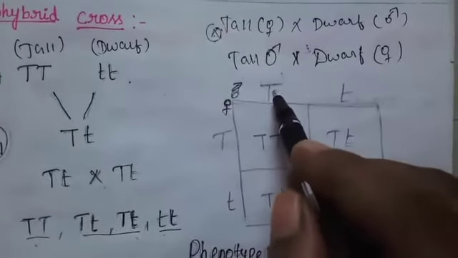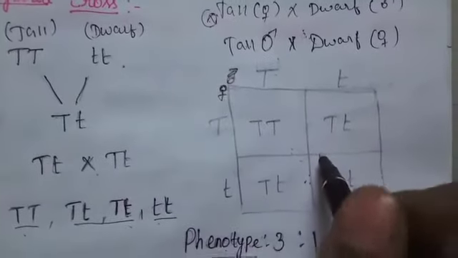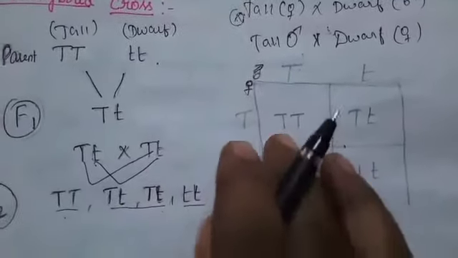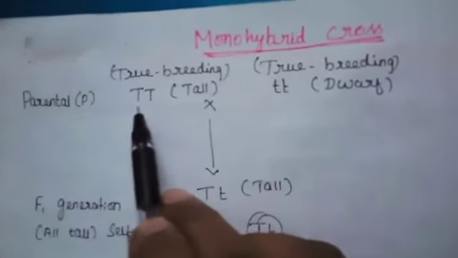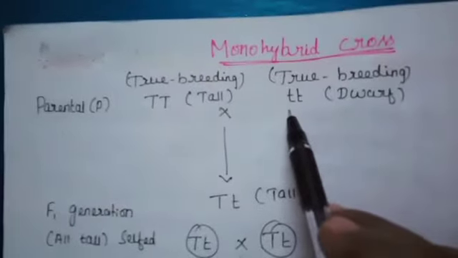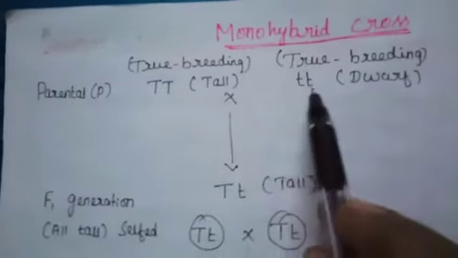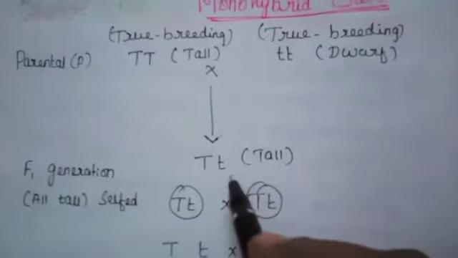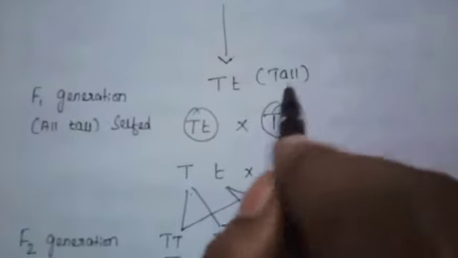The phenotypic and genotypic analysis of the crosses can be shown by the checkerboard method or by the forked-line method. This is a monohybrid cross flowchart method. Here, true breeding tall plants and true breeding dwarf plants are the parents, capital T and small t. These two parents are crossed, and we get the F1 generation, capital T, small t, one tall character and one dwarf character. So all the plants are morphologically tall plants.